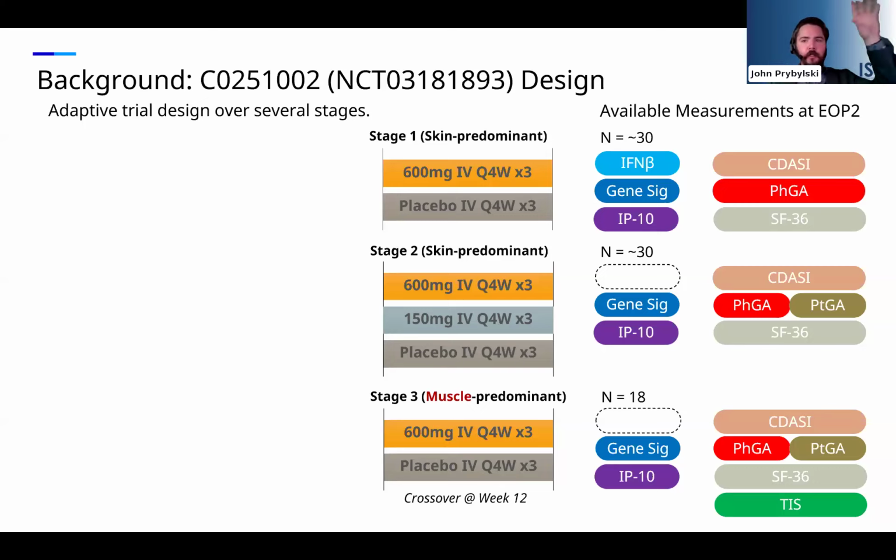We went back to just the 2 dosing levels because we didn't get much more information from the 150 milligram in stage 2, and we didn't have a lot of time to recruit very many patients. So we ended up with only N equals 18 subjects. We still did not have interferon beta concentrations for these subjects, and we otherwise had all the same measurements, and then we had TIS.